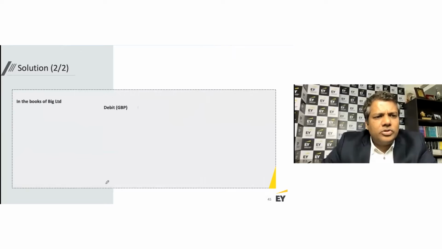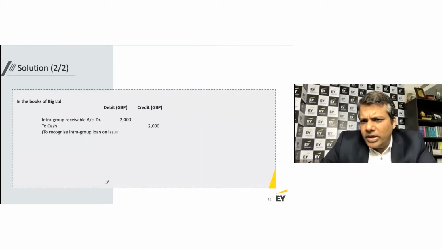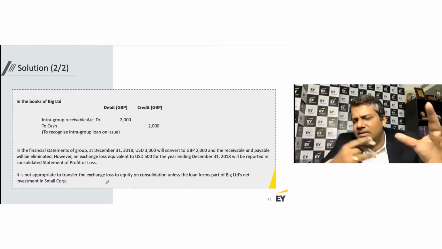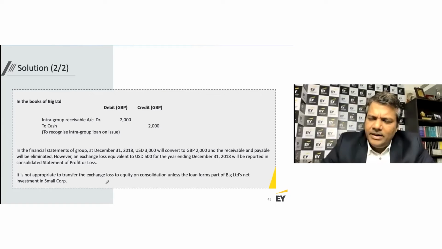So now when I go to the books of Big Limited, is there a gain or a loss? There is no gain or loss. I've given a loan to my subsidiary, so I'm going to record Small Corp debit, the intragroup receivable debit, and credit to cash, which is 2,000 GBP. Now there is no gain or loss. Then when you do the consolidated financial statement, the intercompany payable or receivable will be eliminated, but the exchange loss of $500 will stay in the consolidated P&L.